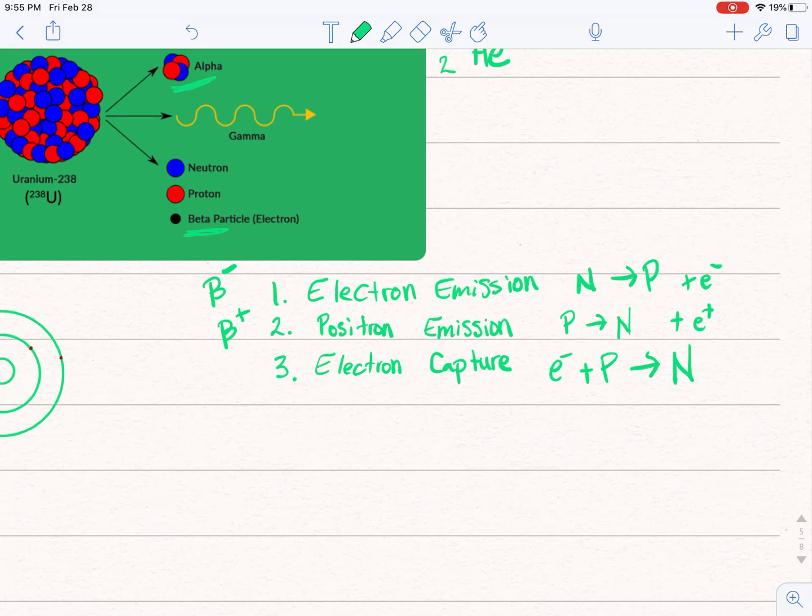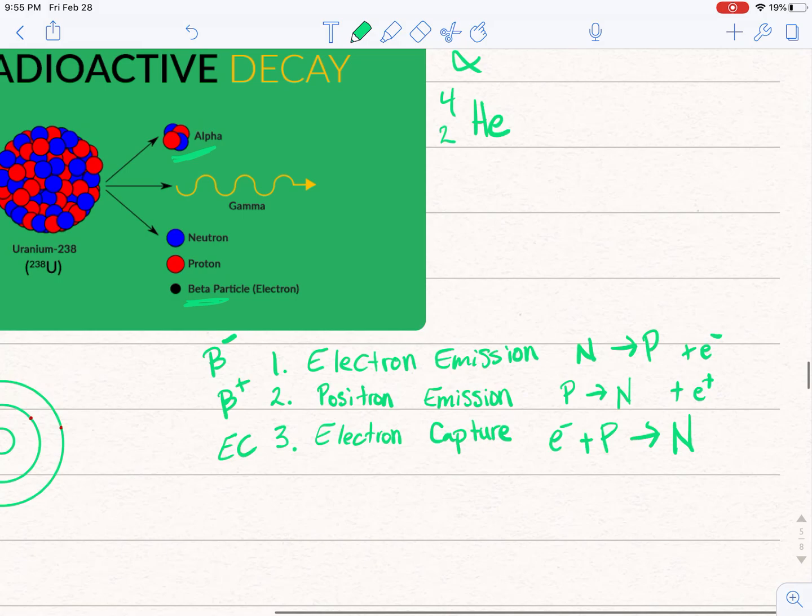Important things to note with this is that with electron emission, the atomic number actually goes up. You're getting an extra proton, where the other two types, your atomic number is going down as you have a proton that's turned into a neutron. There's not really a symbol necessarily used for electron capture. They might use EC. You might have to understand that, but often they'll just explain what the end result is going to be if this goes through electron capture.